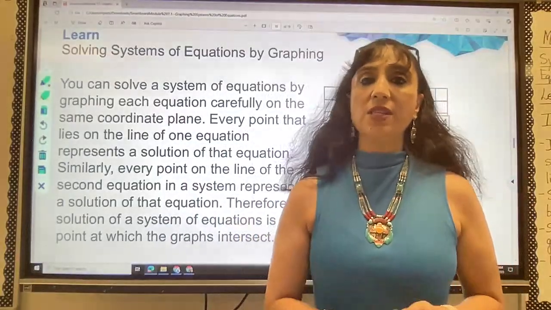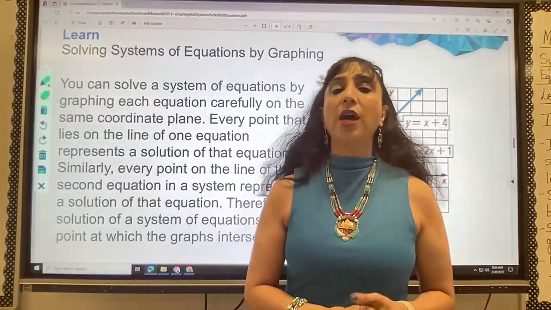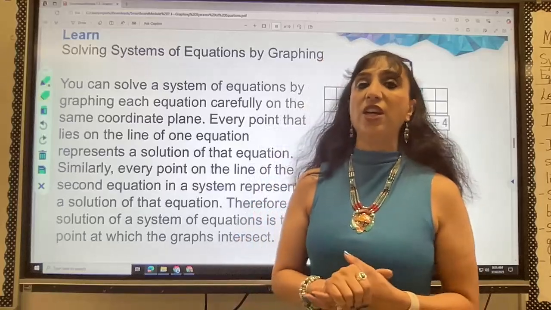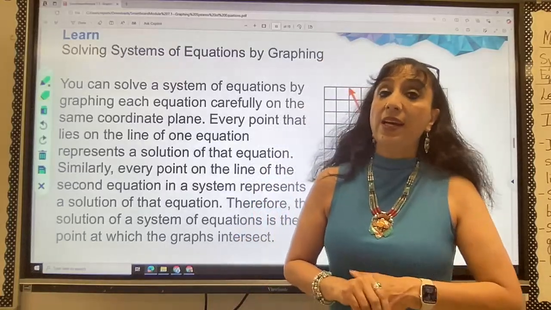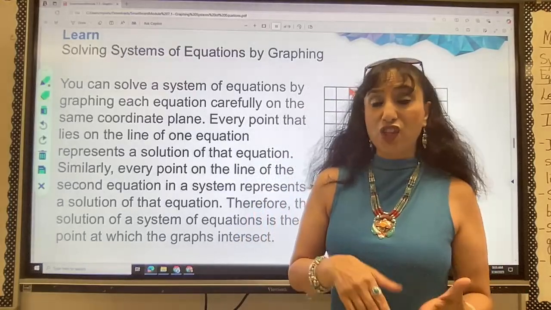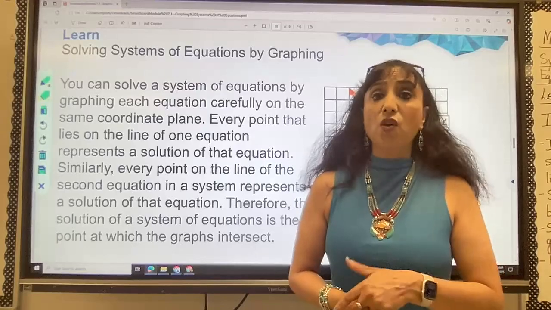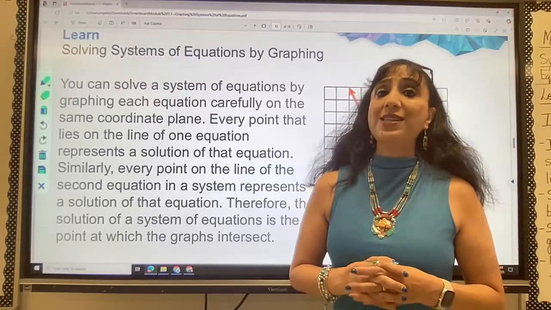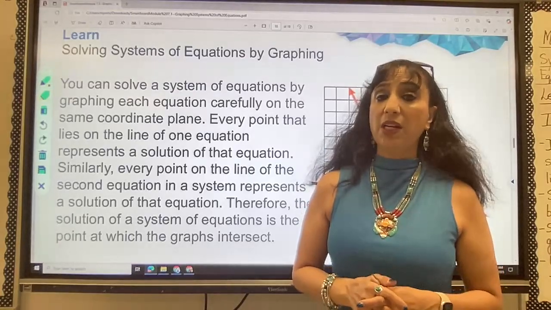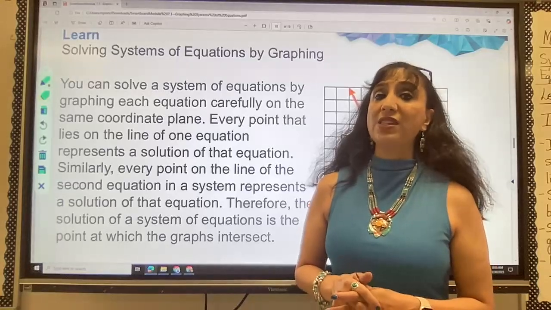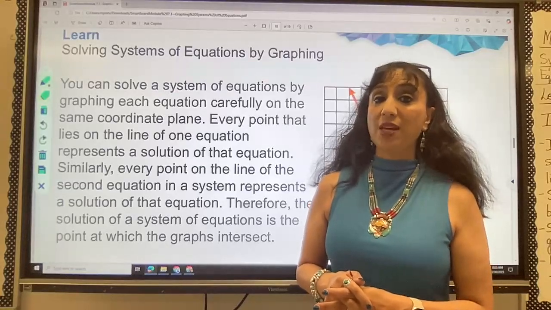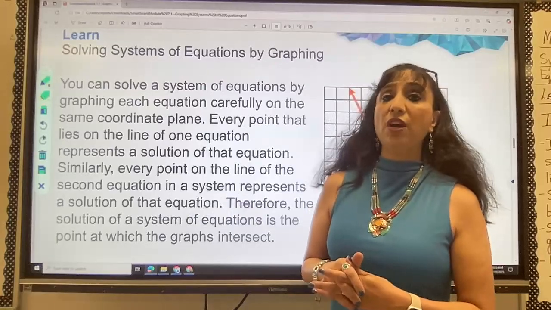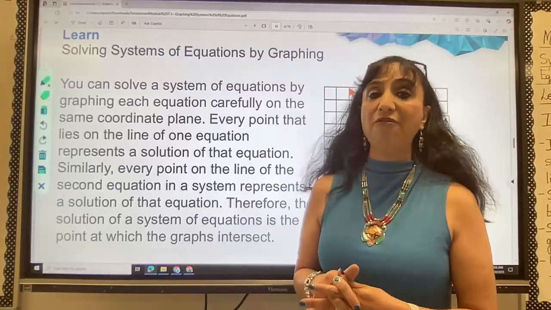If you have a system of equations provided to you, you can solve that system by graphing each equation carefully on the same coordinate plane. And we've learned how to do that based on the slope and the y-intercept. Every point that lies on the line of one equation represents a solution of that equation. Similarly, every point on the line of the second equation in a system represents a solution of that equation. Therefore, the solution of a system of equations is the point at which the graphs intersect.